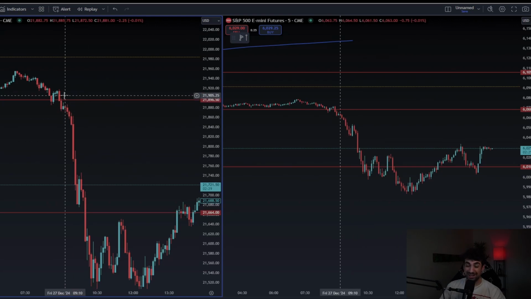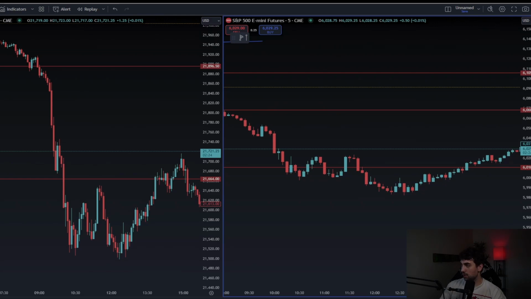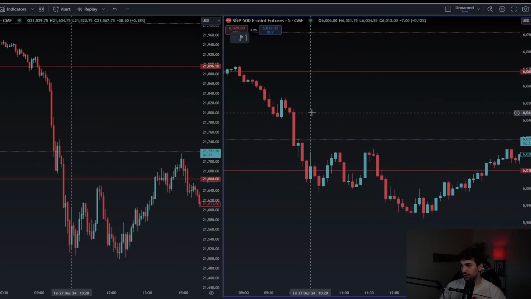This happened right at 9 a.m. I was not on the charts. I did not catch this move on NQ or on ES. But what I did catch was this move right here.